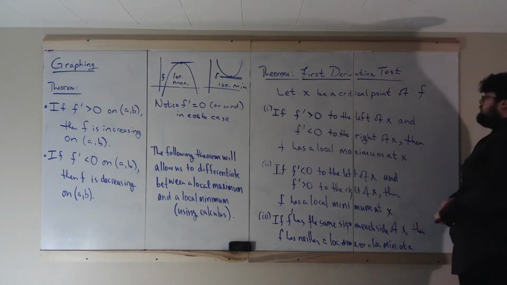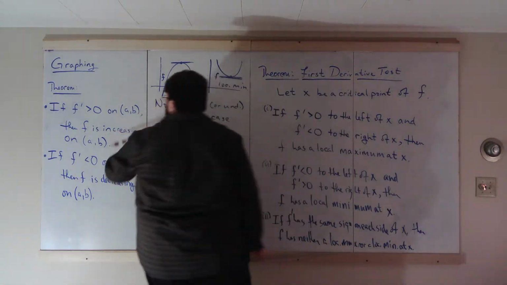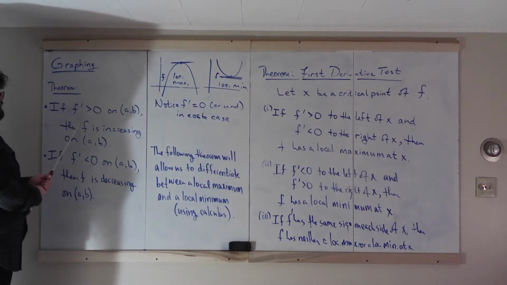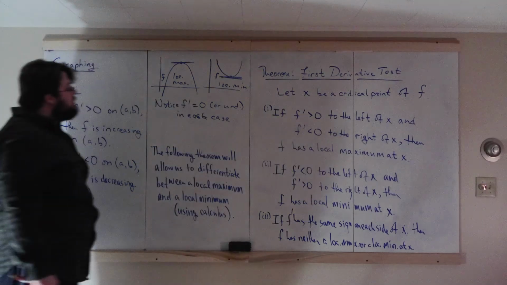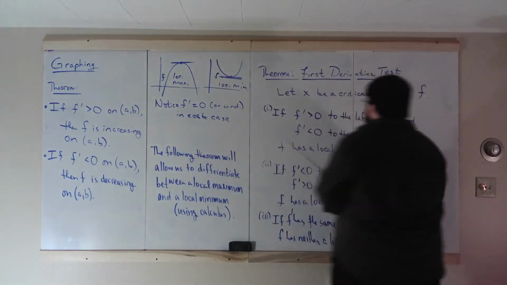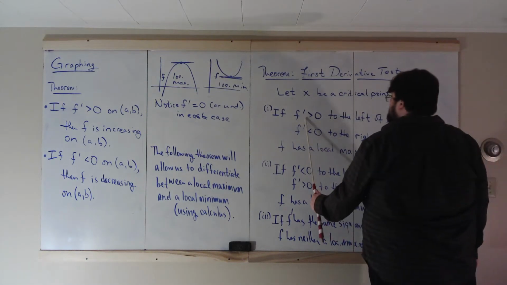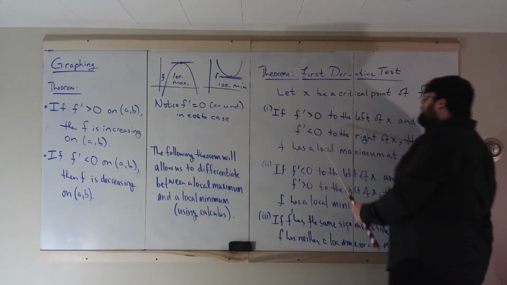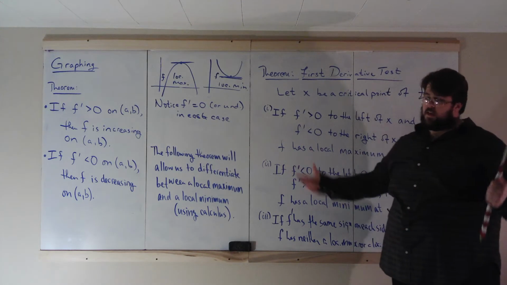First derivative test. Take a critical point. Well, when I was doing this, I said tangent lines are positive. But look over here: if tangent lines are positive, then f is increasing. If tangent lines are negative on an interval, then f is decreasing. Well, this says the same thing. If tangent lines are positive to the left and negative to the right, so with slopes of tangent lines.